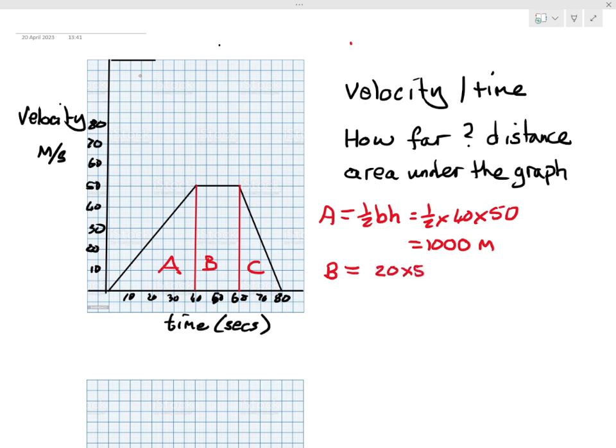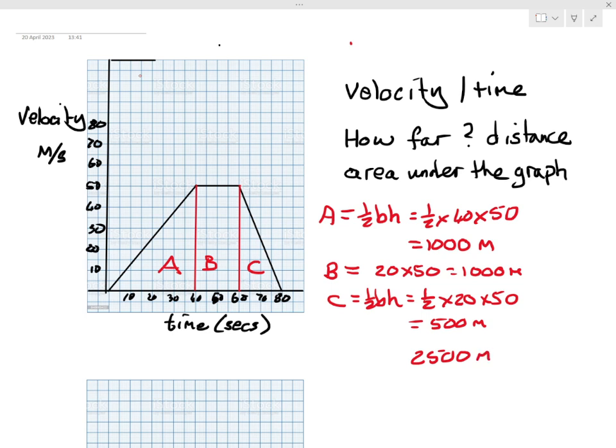B will be equal to this, 20 times 50. 2 5s are 10. That's also 1,000 meters. And C, half base height, equals a half times the base, which is 20, and the height is 50. So that will be equal to 500. And all three together is 2,500 meters total. So that's a velocity time graph where you're working out the distance traveled.